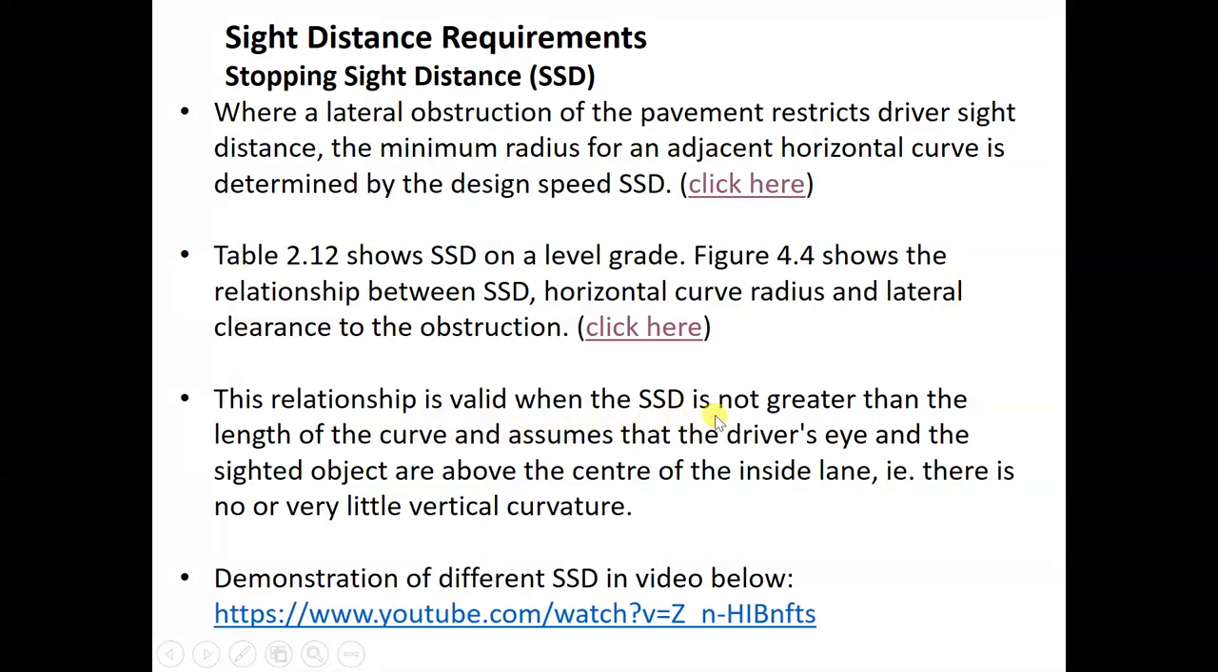The relationship is valid when the SSD is not greater than the length of the curve, and assumes that the driver's eyes and the sighted objects are above the center of the inside lane, with no or very little vertical curvature. That means your stopping sight distance is not longer than the curve; it needs to be within the curvature. In the last slide, we said we need a long curvature so that we can apply this, and also because of aesthetics: a bend that is too short appears very kinky.